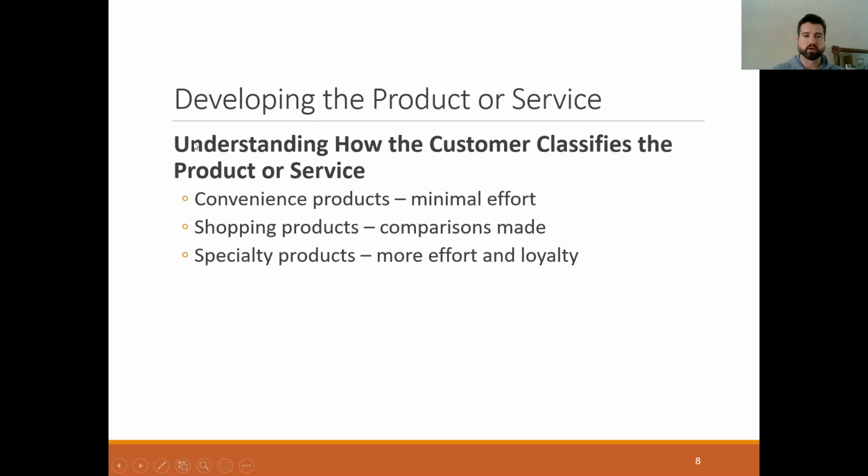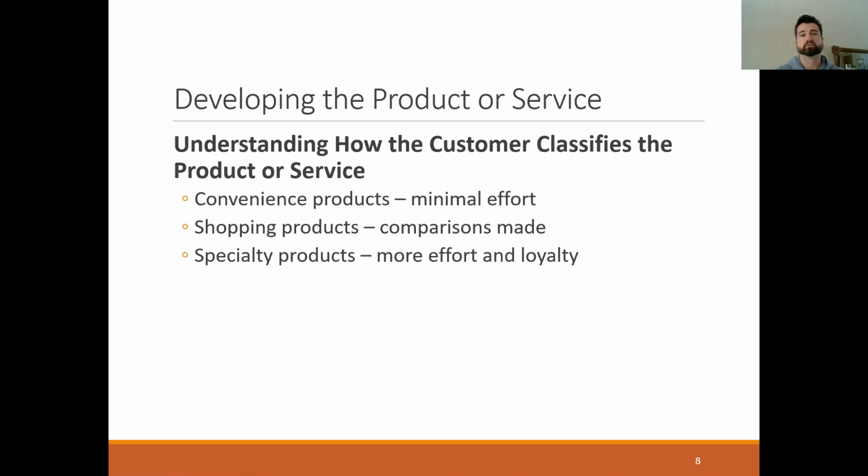Developing the product or service, so understanding how the customer classifies the product or service: convenience products, shopping products, and specialty products. Convenience products are things that are just bought with minimal effort, most food items or clothing or whatever. Shopping products are products where there's a little more comparison made. If you're buying something a little more expensive like a car or a television, you might shop around a little bit and compare different brands and different stores. Specialty products require more effort and loyalty.